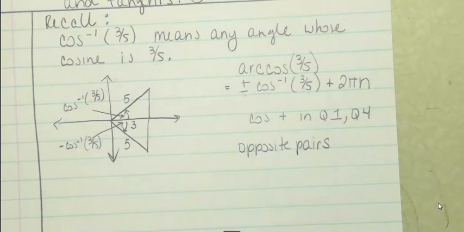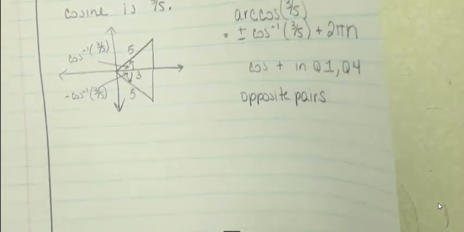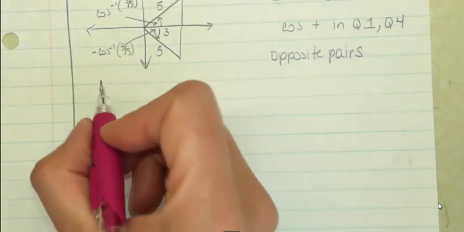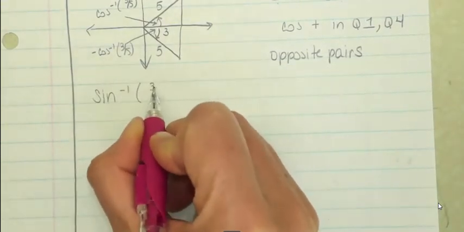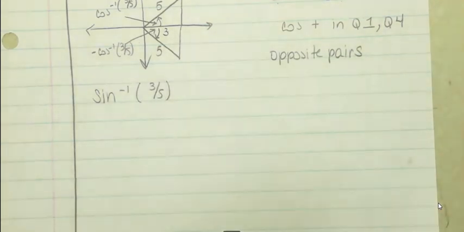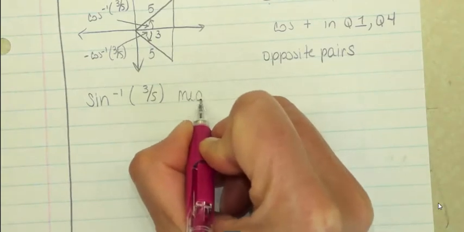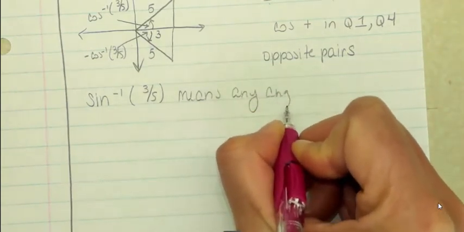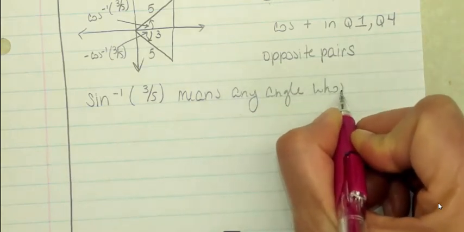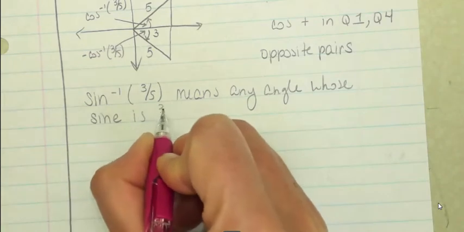Okay? All right, so then let's think about this in terms of sine. So now we're going to extend this to sine. So sine inverse of 3/5, I'll use 3/5 this whole time, just to give you an example, means any angle whose sine is 3/5.